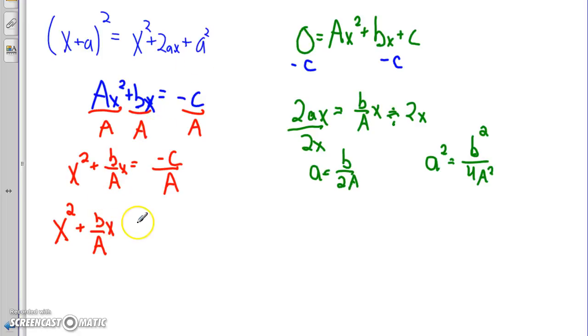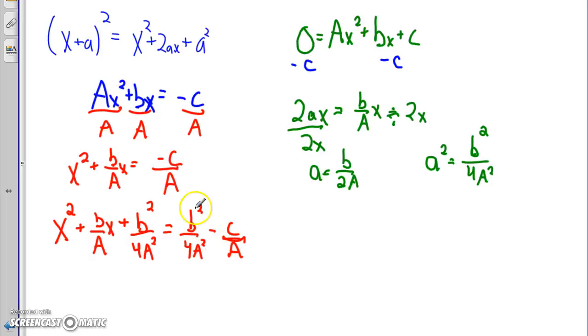b over a x, okay, plus a squared. So now I'm going to add a squared. Well, a squared's ugly, but I'm still going to add it. Plus b squared over 4a squared. All right, and this is going to be equal to b squared over 4a squared minus c over a. Okay, so all I did was take b squared over 4a squared minus c over a, because that's what I have.